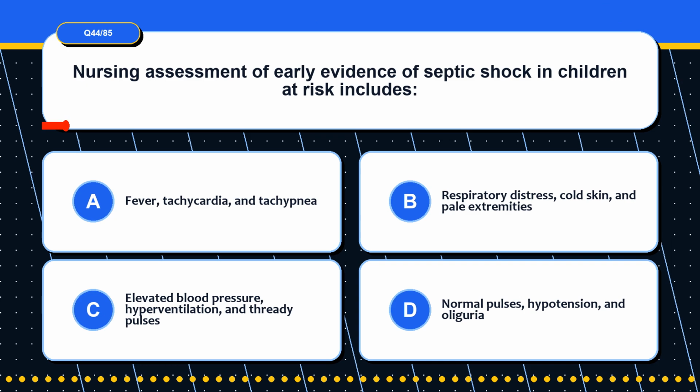Question 44. Nursing assessment of early evidence of septic shock in children at risk includes. Here are the options. Option A. Fever, tachycardia, and tachypnea. Option B. Respiratory distress, cold skin, and pale extremities. Option C. Elevated blood pressure, hyperventilation, and thready pulses. Option D. Normal pulses, hypotension, and oliguria.